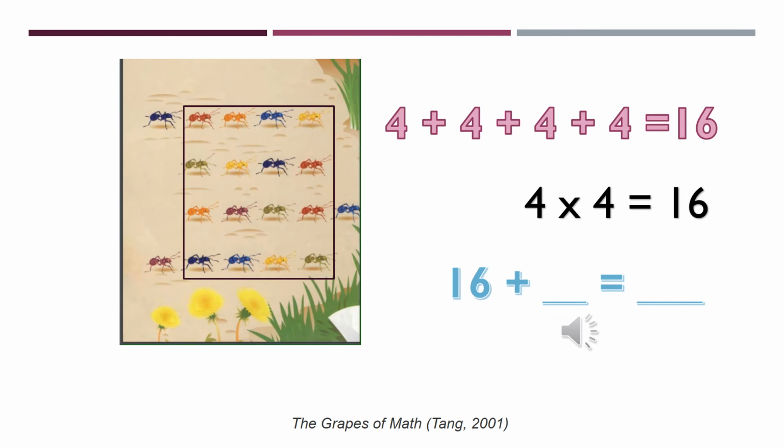Now you know there's 16 ants in the square. How many ants are outside the square? Yes, 3. So 16 plus 3 equals how many ants in the army altogether? You're right, 19 ants in that army. Aren't you glad we didn't count them one by one?